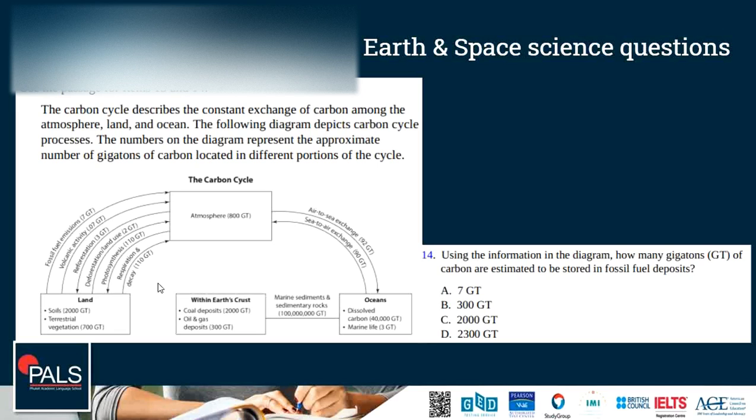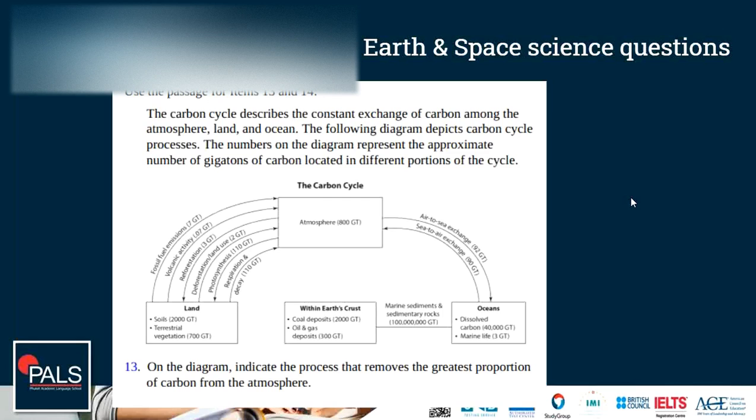It doesn't tell you specifically on the diagram. And we can see here in the within crust box, in the within crust store, we have coal deposits, oil, and gas deposits. And both of these, coal and oil and gas, are fossil fuels. So we have to take the sum of the two, 2000 plus 300, and the correct answer is D, 2300. Both coal, gas, and oil are fossil fuels.